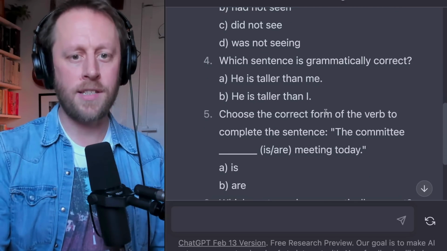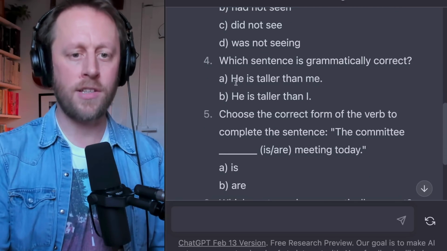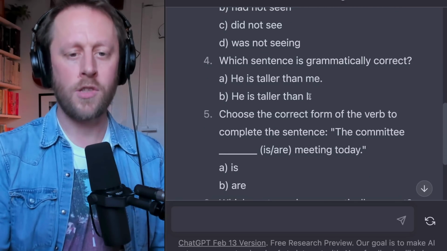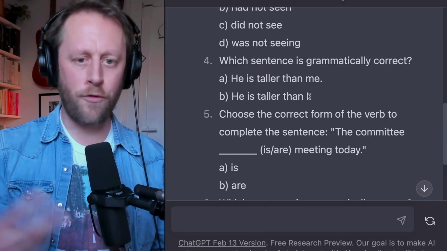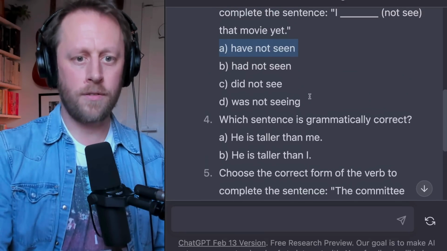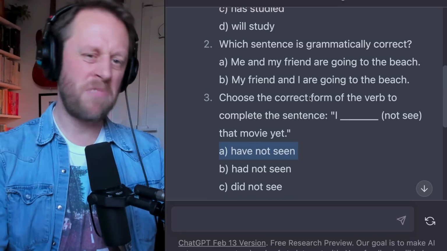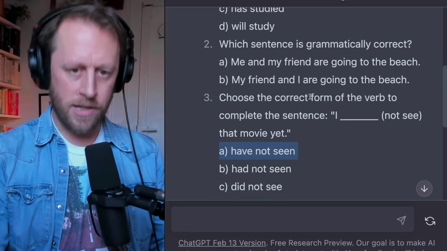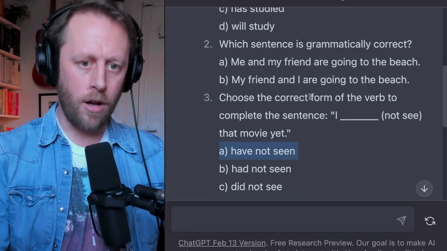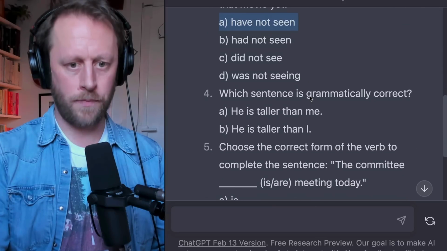Number 4, which sentence is grammatically correct? He's taller than me, he is taller than I. So again, subject and object forms of pronouns. So we've had present tense, present simple tense, or tenses, but present simple really. We've had subject and object pronouns.